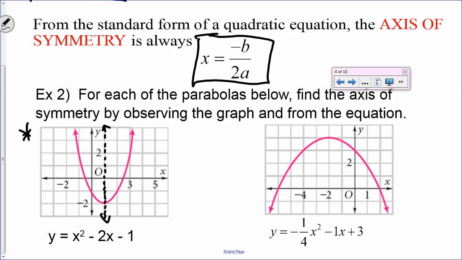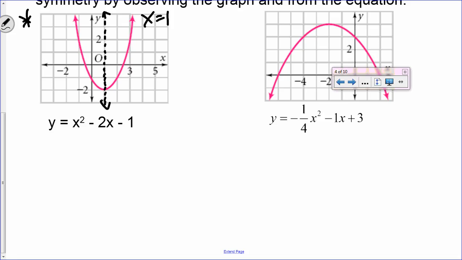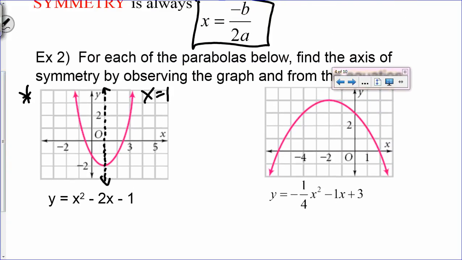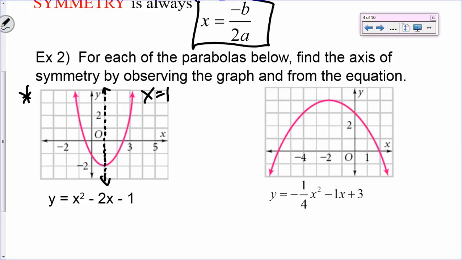So for example 2, we want to find the axis of symmetry by observing the graph and from the equation. So again, we've already observed that that line I've drawn is the axis of symmetry. Well, what line is that? That's x equals what? Okay, that is x equals 1 in this case. And that's just from our observation. And let's see if we can use the formula -b over 2a to calculate it. So a in this case is 1, b is -2, c is -1.